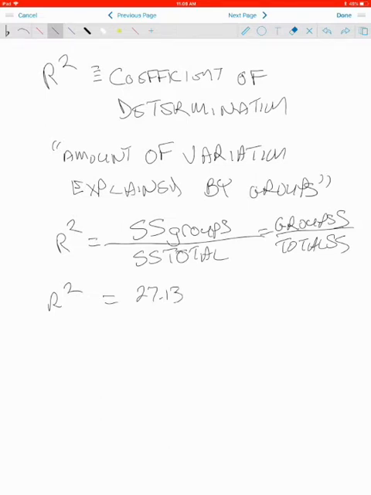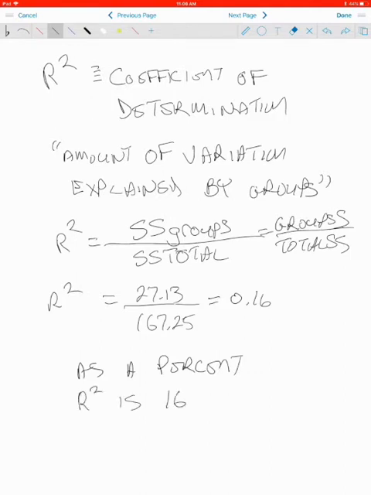R squared equals 27.13 divided by the total, which was 167.25. So R squared equals 0.16. Or sometimes this is expressed as a percentage. So as a percent, R squared is 16%. Or in this experiment, 16% of the variation in plant height is explained by growth temperature.